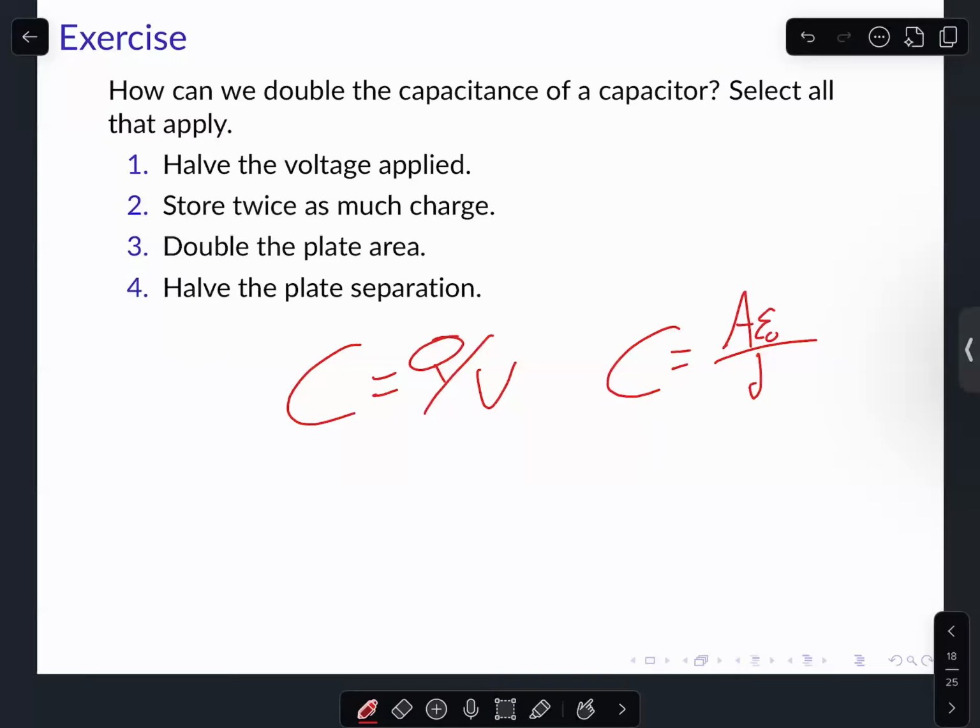C does equal Q over V. That's a true statement. But just because you've got an equation, when you have an equation with three variables, oh, we talked about this last week too. If you have an equation with three variables, you don't know just by looking at the equation if this controls this, or this controls this, or this controls this. You have to know something about the meaning of these. Meditate upon this, my grasshoppers.